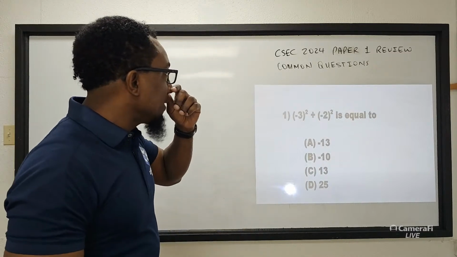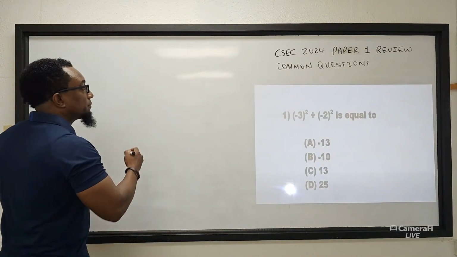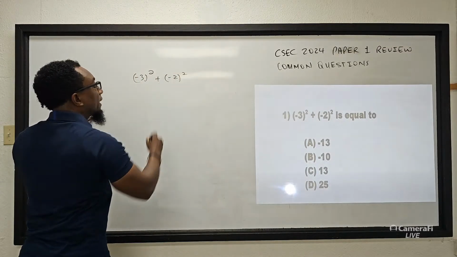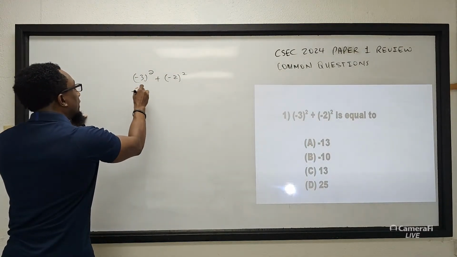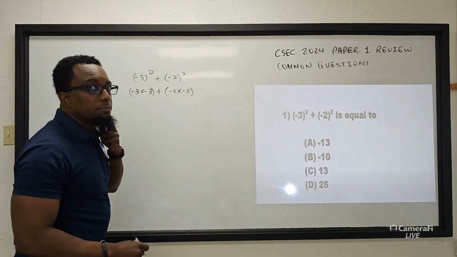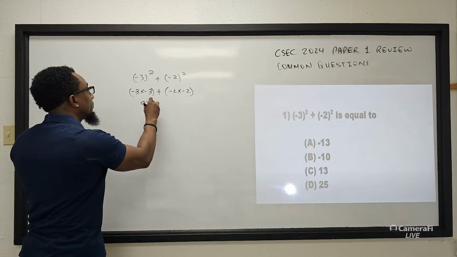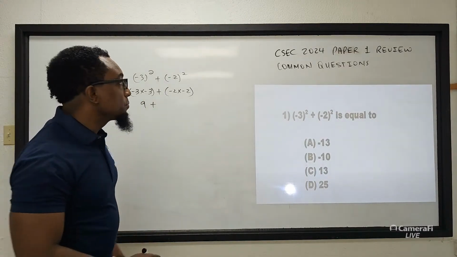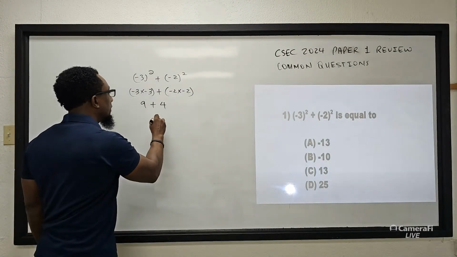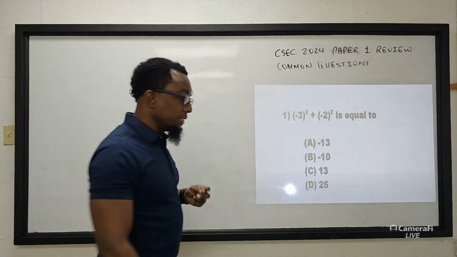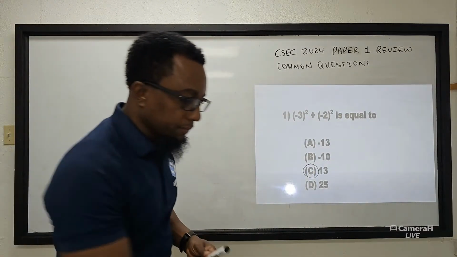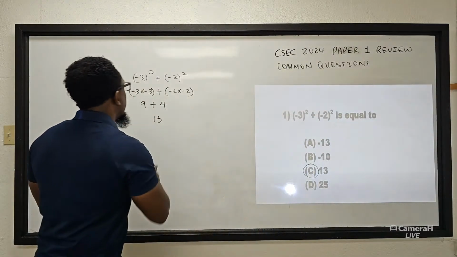So, a very common question: we have negative 3 in brackets all squared plus negative 2 in brackets all squared. We know this is negative 3 by negative 3 plus negative 2 by negative 2. Negative 3 by negative 3 is positive 9, plus negative 2 by negative 2 is positive 4. And 9 plus 4 will give us 13. So the answer for this one will be C. Alright, so question 1, C. Let's look at the second.